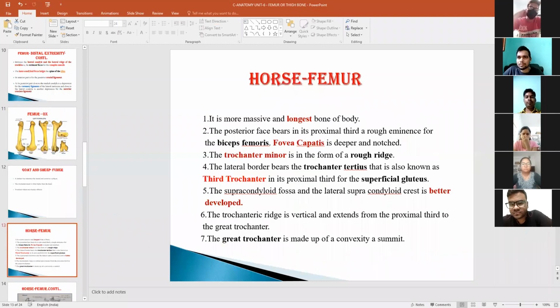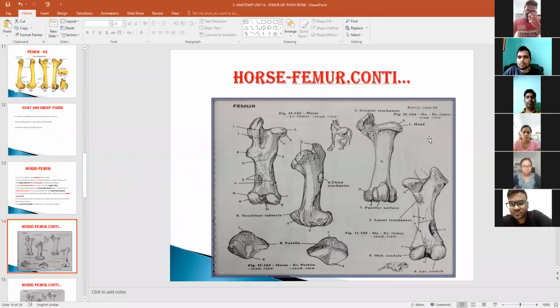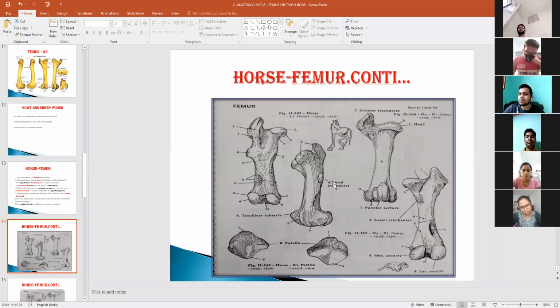Now this is the femur of the horse. One important point: at the structure where the trochanter minor is present, there is a prominent structure in the form of a voluminous tubercle. This is known as the third trochanter or trochanter tertius. It is present in the case of the horse only. This is the important and distinguishing point.